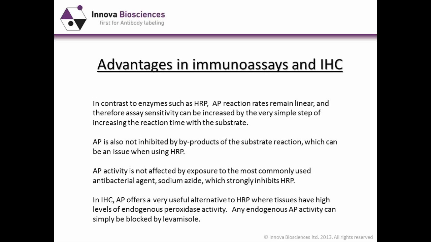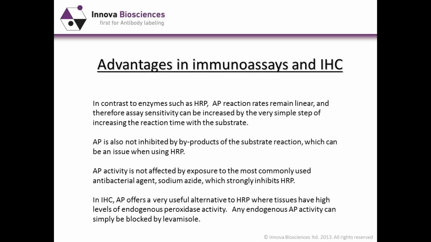Alkaline phosphatase is not inhibited by byproducts of the substrate reaction, which can be an issue when you use horseradish peroxidase. AlkPhos can in fact be inhibited by phosphate that is generated during the substrate reaction, but actually only at levels that effectively you will never reach during that reaction in any immunoassay. Horseradish peroxidase, in contrast, actually undertakes with some substrates a so-called suicide reaction, whereby some of the products of the reaction inhibit the horseradish peroxidase enzyme, and therefore substrate generation is limited over a fairly short time period.